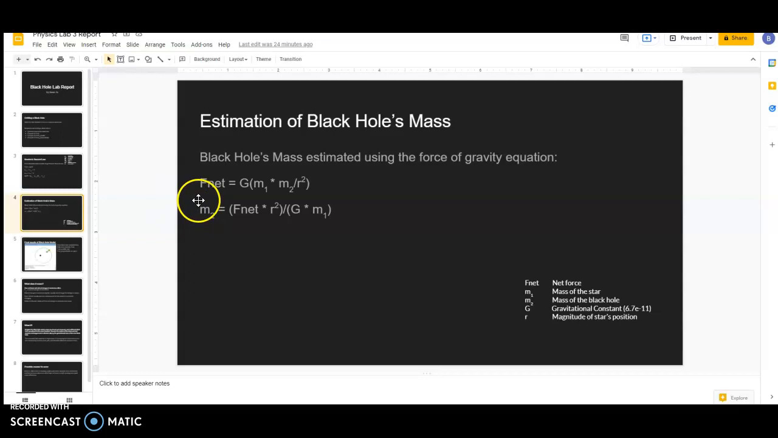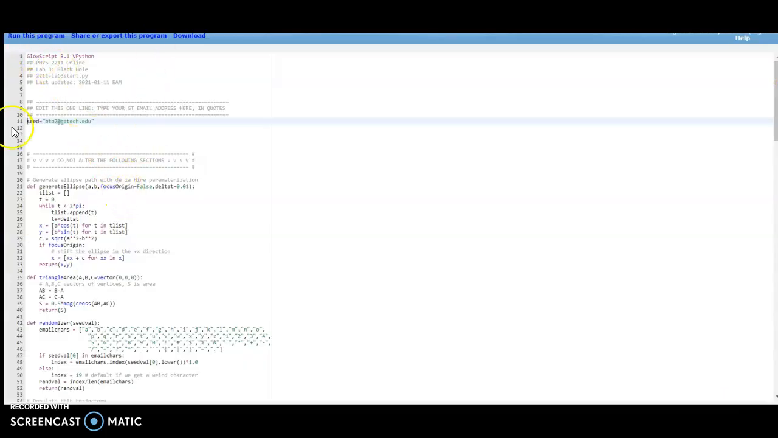And this was rearranged to solve for m2, which is the black hole's mass, and the black hole's mass as such equals net force times the magnitude of the star's position squared, divided by G, the gravitational constant, times the mass of the star. And this yielded code that looks like such.